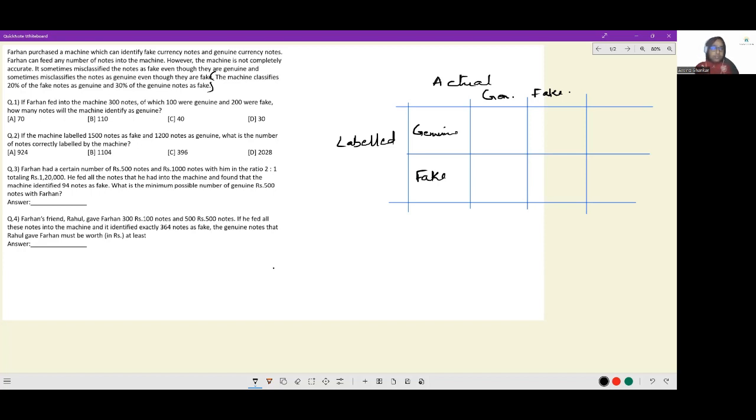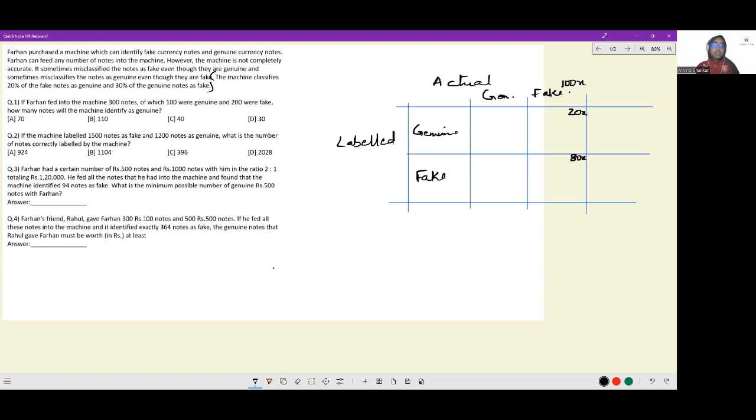We are told the machine classifies 20% of the fake notes as genuine. So if fake notes are 100x, 20% of the fake notes are labeled as genuine. So you have 20x here and you have 80x here. So if a note has been classified as fake, you can be 80% sure it is actually fake. Otherwise, it could very well be genuine as well.